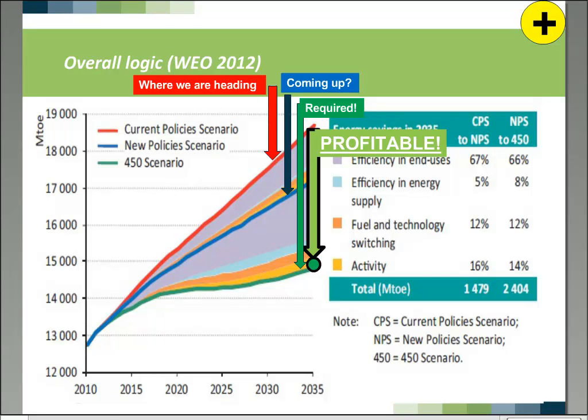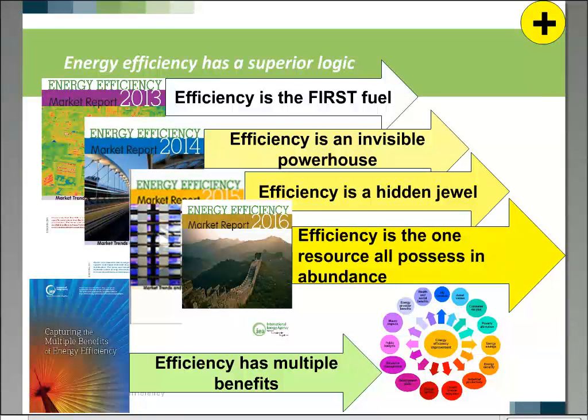And since then, the IEA has followed up with that. They have produced energy efficiency market reports every year since, and they have gradually sharpened their message. In 2013, they said energy efficiency is the first fuel. And you know that this has been widely accepted today. The year after, they said efficiency is an invisible powerhouse, followed by efficiency is a hidden jewel. And this year, 2016, they said efficiency is one resource all possess in abundance. So the IEA have sent a very, very strong message about the need for energy efficiency, and they have also underpinned that message by studying what is known as the multiple benefits, and we will come back to that a little bit later.